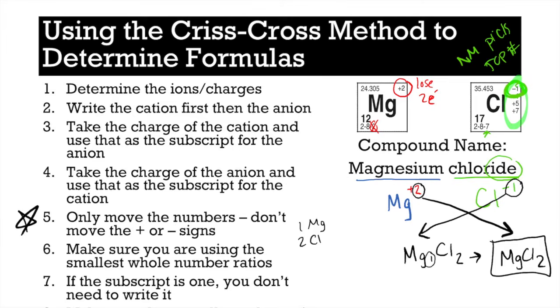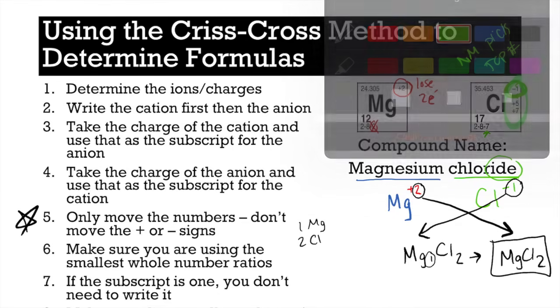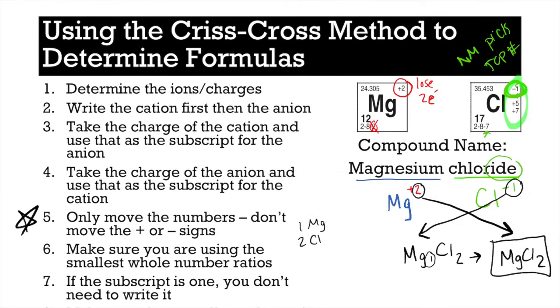Now, a good way to check this, and you should check this, especially if we're new to this, is that the overall charge of your compound should be neutral, or should be 0. So if we look at magnesium, the formula tells us we have 1 magnesium, and the charge of magnesium is +2. So that means magnesium is bringing a total of a +2 charge, 1 magnesium ion bringing a +2 charge.